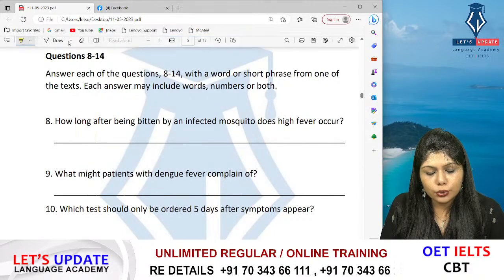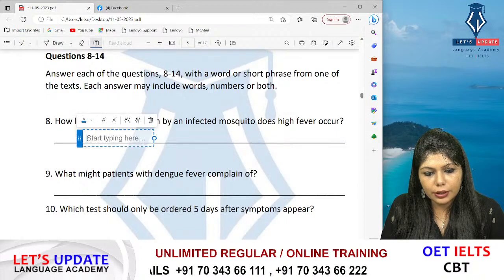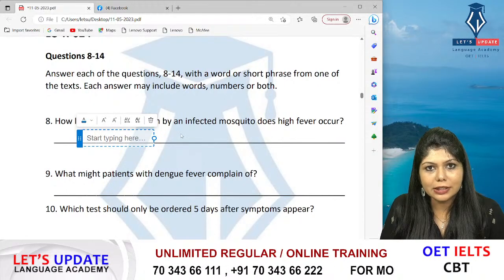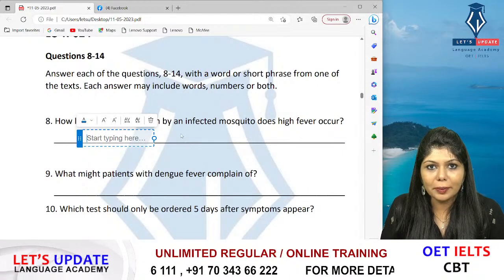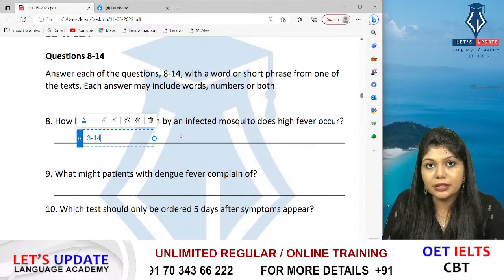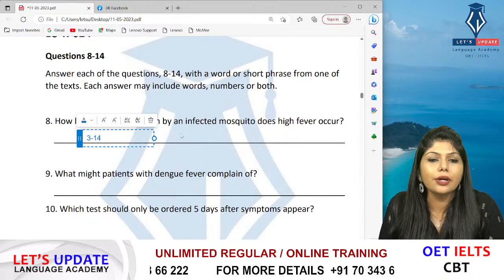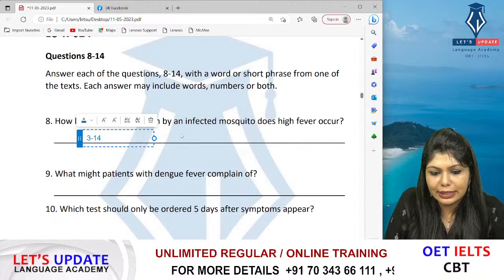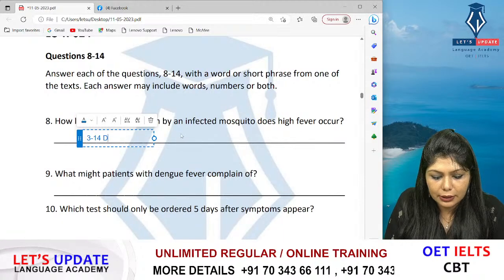So how long? They are asking for a time duration, so the unit could be days, months, years, or hours. Whatever it is, it's not mentioned, so we have to mention it. In cases where it's mentioned in the question, like how many days, you just need to write 3 to 14. You need not write days again. In this case, we need to, because it's not mentioned whether it's days, years, or months.